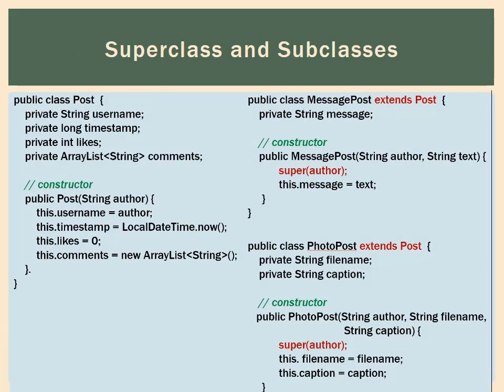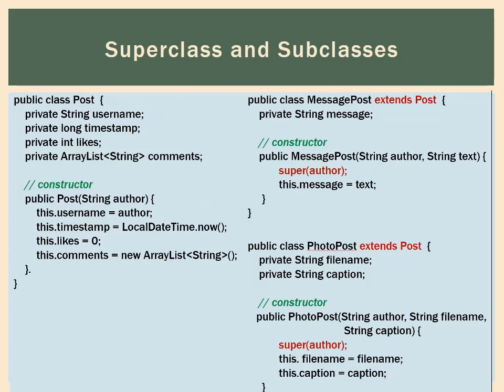Now we have to look at our subclasses, and specifically how to make instances of them. But first, let's look at our superclass, post. Post will have declaration statements for all of its instance variables, as we've seen before. And in the constructor, it's going to take in one parameter. The parameter it takes in is a string for whoever authored the post. Now let's take a look at what the constructor does. The constructor takes the author and assigns it to the instance variable username.